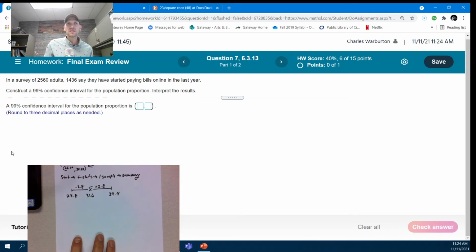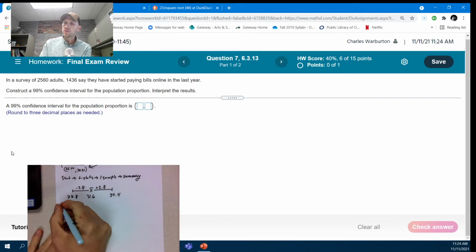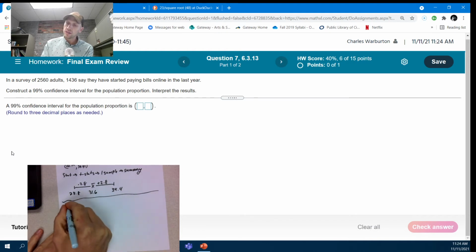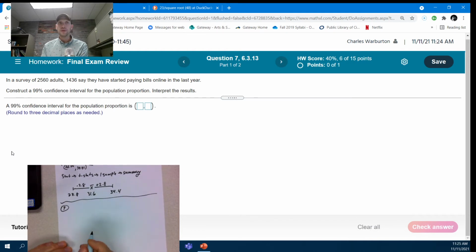Okay, now it's a confidence interval on proportions. So now we're talking about not numerical data, but categorical data. In a survey of 2,560 adults, 1,436 of them said that they have started paying their bills online. Construct a 99% confidence interval. That's a strong confidence interval, but it's going to be wider. I mean, it would be nice if we could narrow it down a little bit, but we got a big level of confidence. Construct a 99% confidence interval for the population proportion.